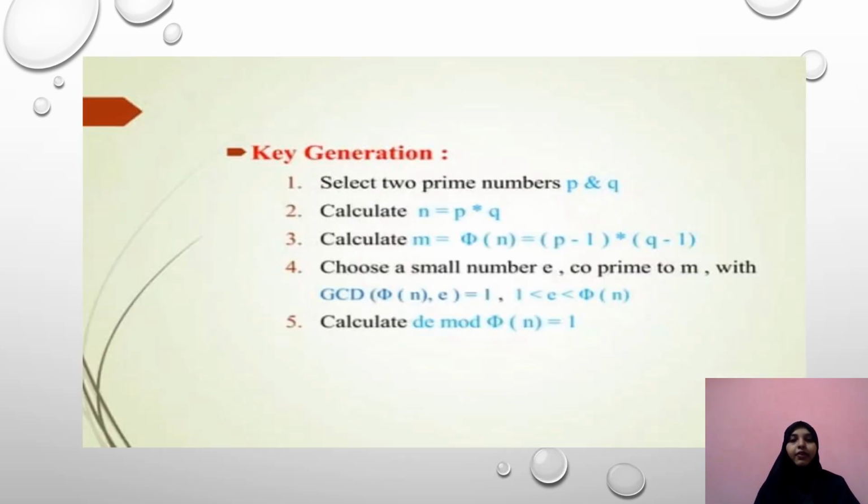Let's move on to the key generation. For that, we need to select two prime numbers, let them be P and Q. Calculate n is equal to P star Q. Calculate m is equal to phi of n is equal to (P minus 1) into (Q minus 1). Choose a small number e co-prime to m with GCD of phi of n and e equal to 1, and 1 should be less than e, and e should be less than phi of n. The last but not the least, calculate d such that e times d mod phi of n is equal to 1.